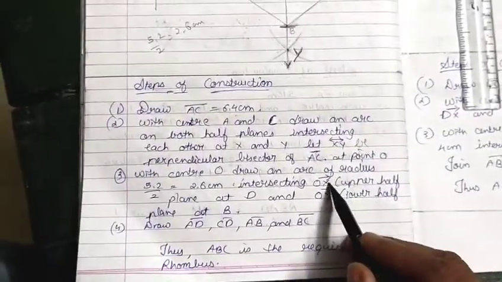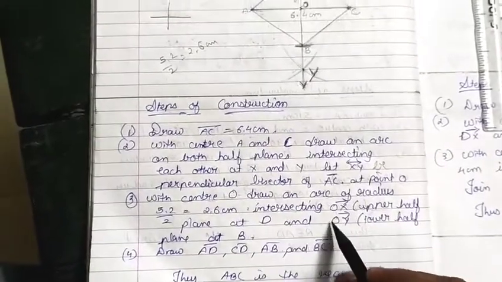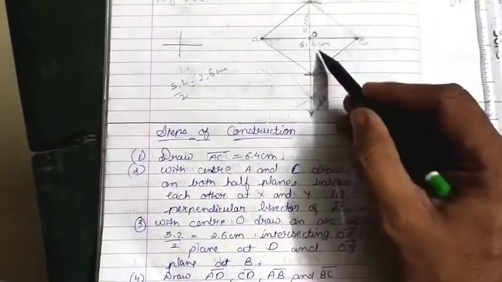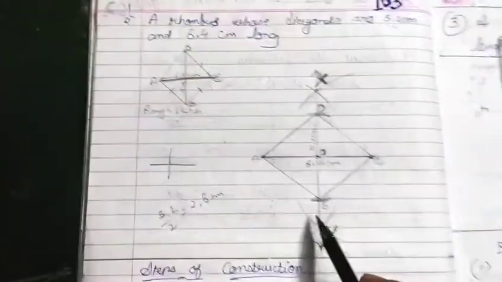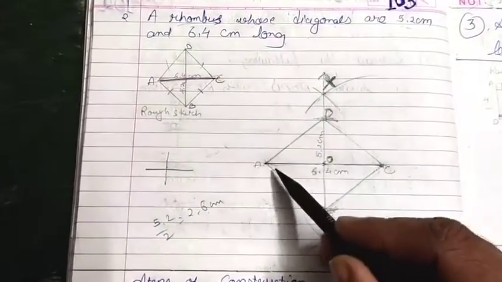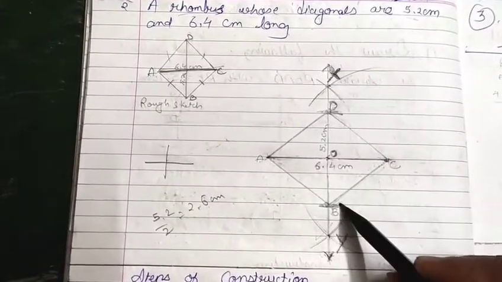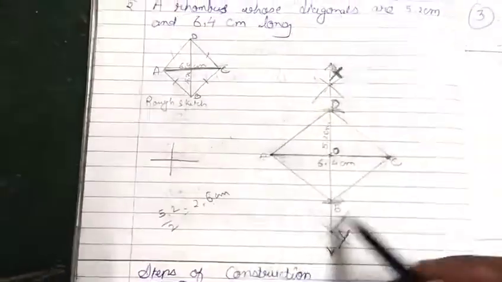See here it is written: ray OX upper half plane at D and ray OY, that is lower half plane, at point B. Now after getting all the connecting points, try to connect all the points and draw lines AD, DC, BC and AB. This is how we got our rhombus.